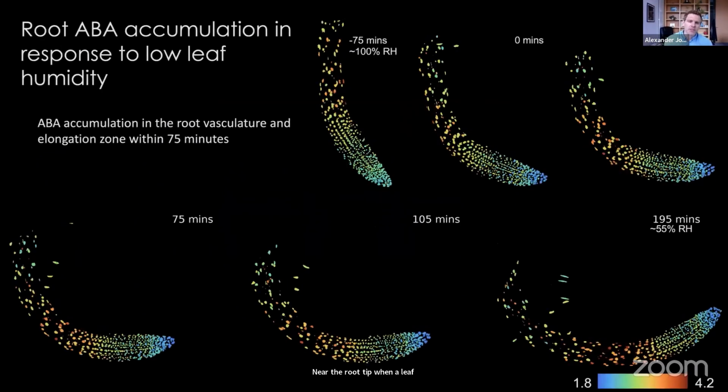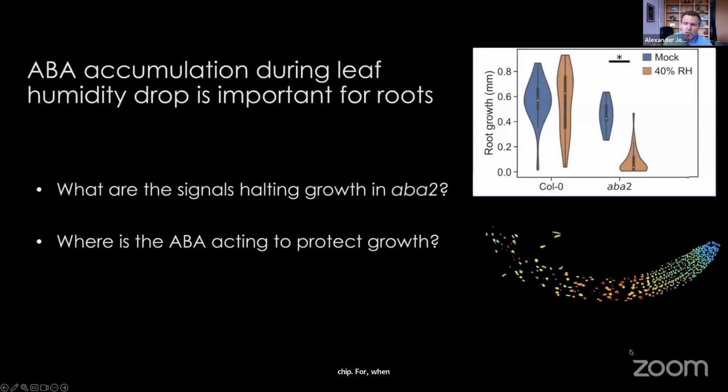So if I just freeze this movie at different time points, you can see that after 0 hours of the humidity stress to increasing time, you can see an accumulation of ABA, particularly in the elongation zone and in the root tip, for when the leaves were exposed to a humidity drop. So what could this mean? Is there any functional information in this ABA?